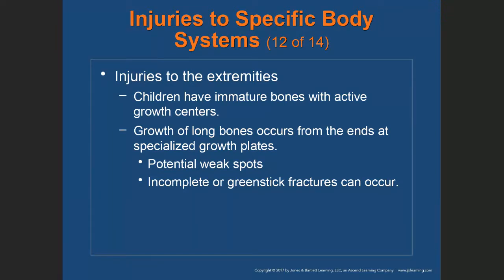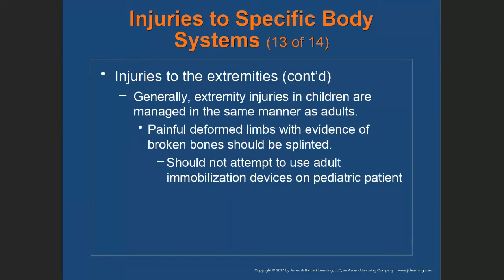Because of the pliability of their bones, they don't get complete fractures. They get what are called incomplete or greenstick fractures. Generally, extremity injuries in children are managed in the same manner as adults. Painful deformed limbs with evidence of broken bones should be splinted. You should not attempt to use adult immobilization devices on pediatric patients, so use an appropriately sized device for the pediatric population.